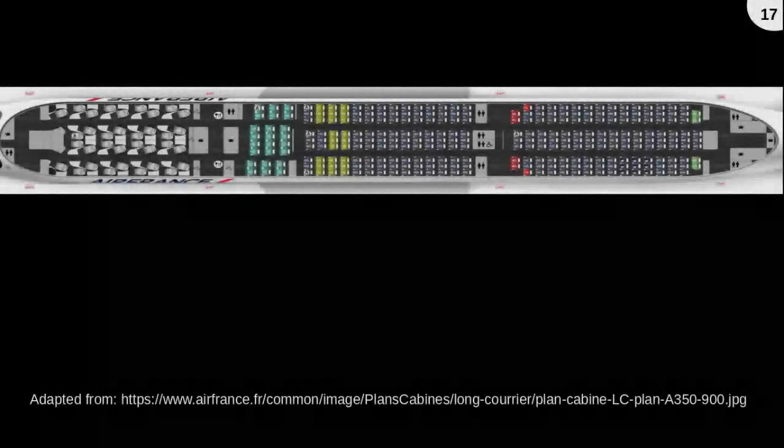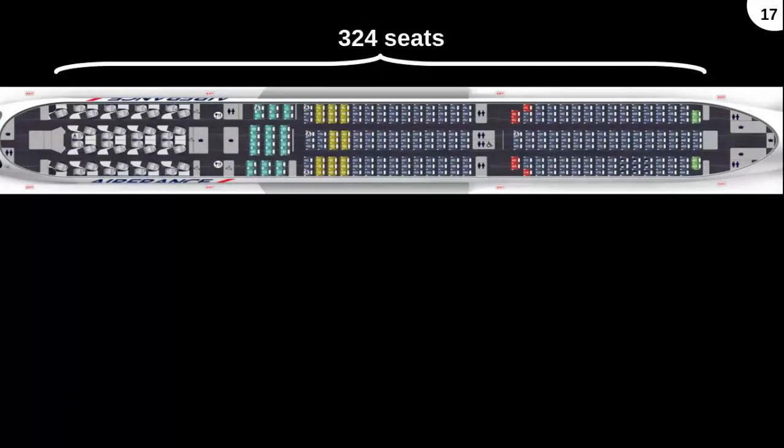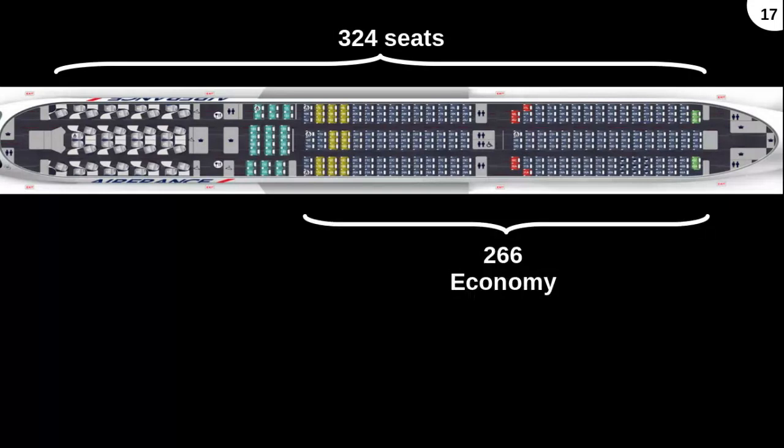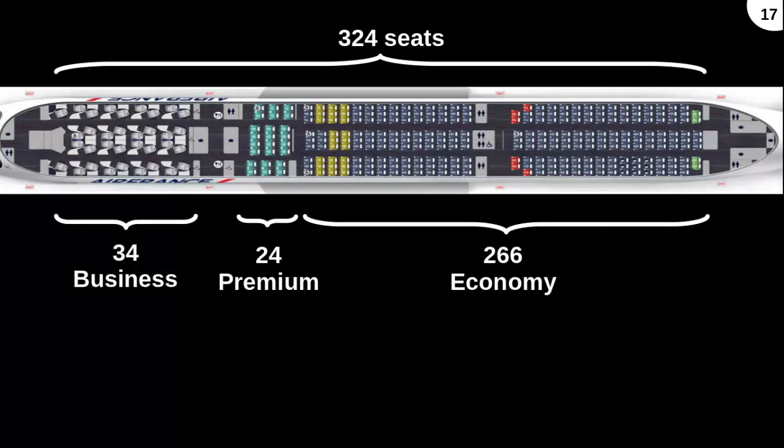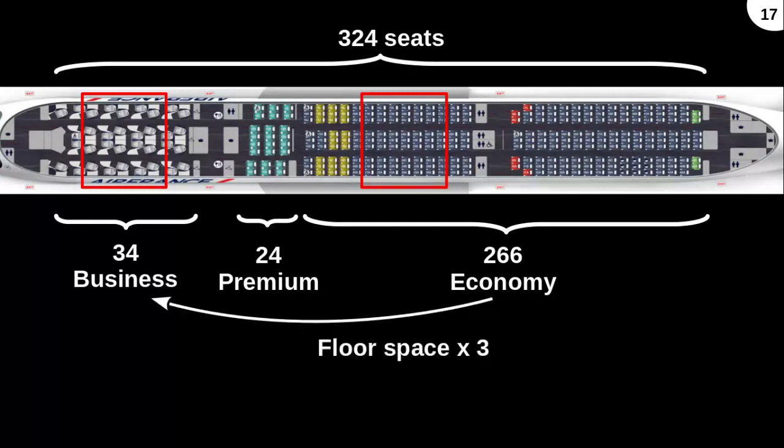Now, let's have a look at this A350. There are 324 seats. You can count 266 economy seats, 24 premium seats, and 34 business seats. Do these take more space? Inside the two identical red rectangles, I counted 21 business seats and 63 economy seats. So the floor space ratio is about 3. If you decide to allocate the carbon impact according to the space occupied by the passengers, then the carbon impact will be about 3 times higher for business tickets.